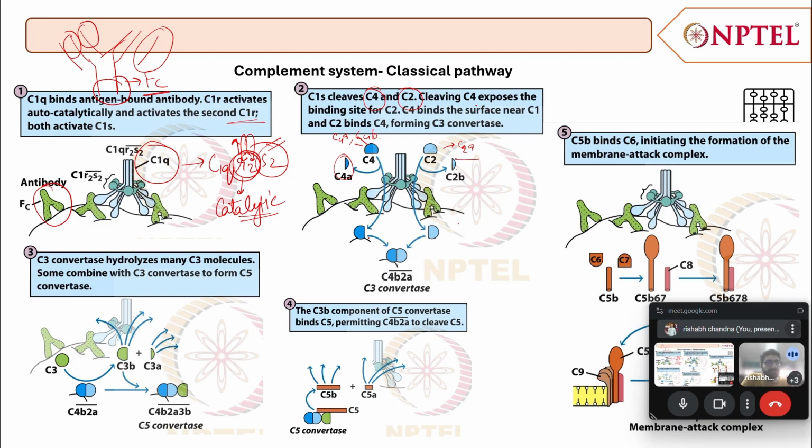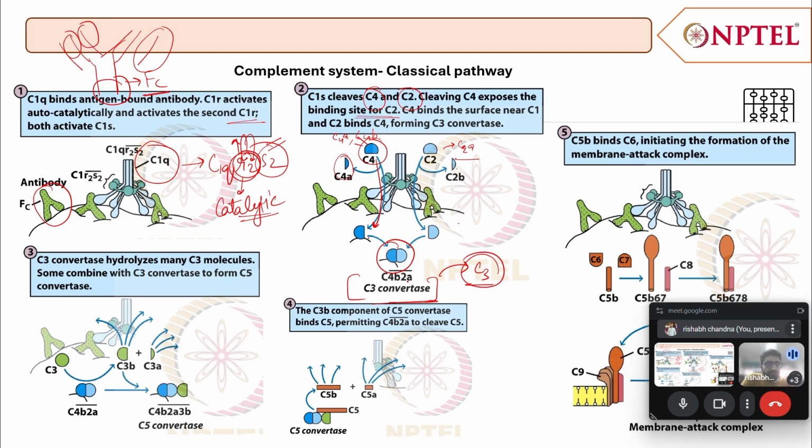Okay, now C4, after cleaving the C4, it exposes the binding site for C2, and C4 binds to the surface near C1 and C2 binds C4, forming C3 convertase. So what will happen whenever this happens? The site on C4 to which C2 binds is exposed, and this leads to the binding of C4b and C2a. So C4b and C2a, after combination, form the C3 convertase. So that leads to the activation of the C3.